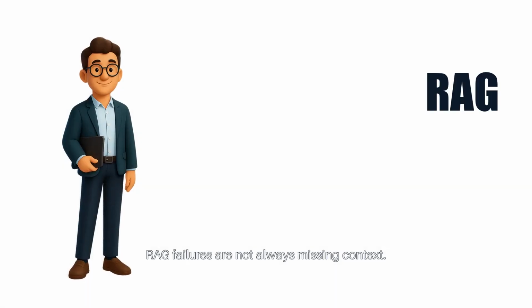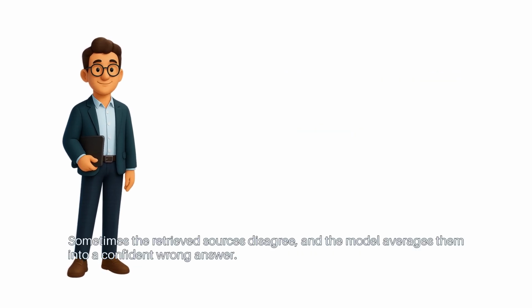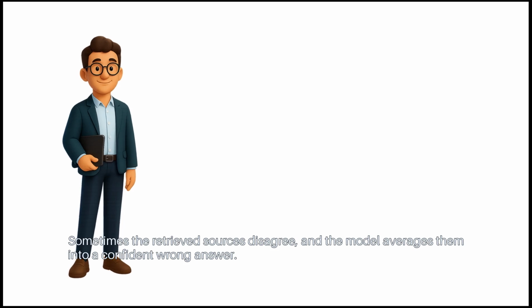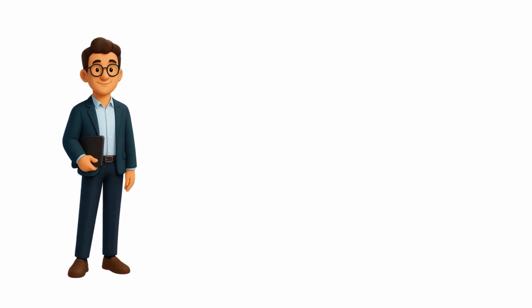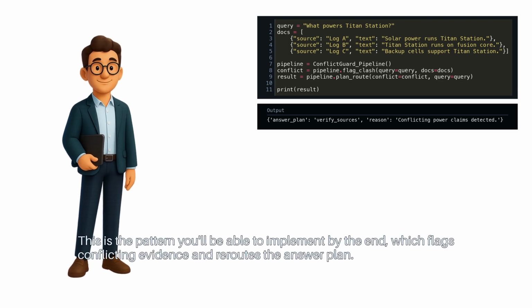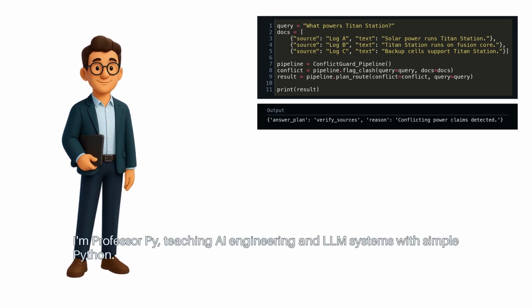RAG failures are not always missing context. Sometimes the retrieved sources disagree, and the model averages them into a confident, wrong answer. This is the pattern you'll be able to implement by the end, which flags conflicting evidence and reroutes the answer plan. I'm Professor Pi, teaching AI engineering and LLM systems with simple Python.